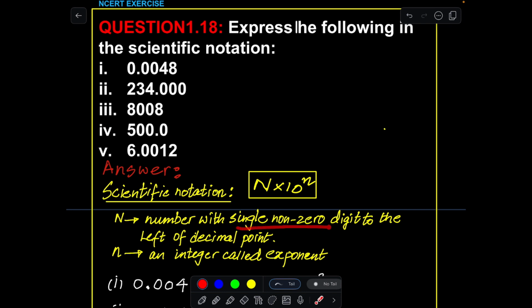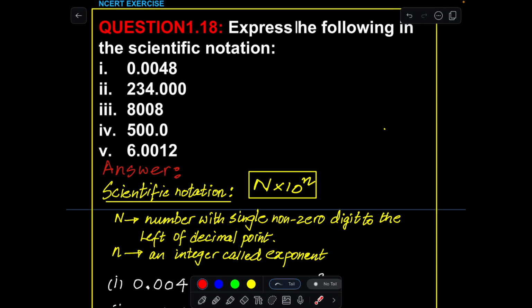What is the meaning of single non-zero digit? That means N should be less than 10 or it should be greater than 1. Okay, so depending upon the value, we will get some power of 10, and this n stands for the exponent. It is an integer. It may be a positive or negative value, or even it may be 0.